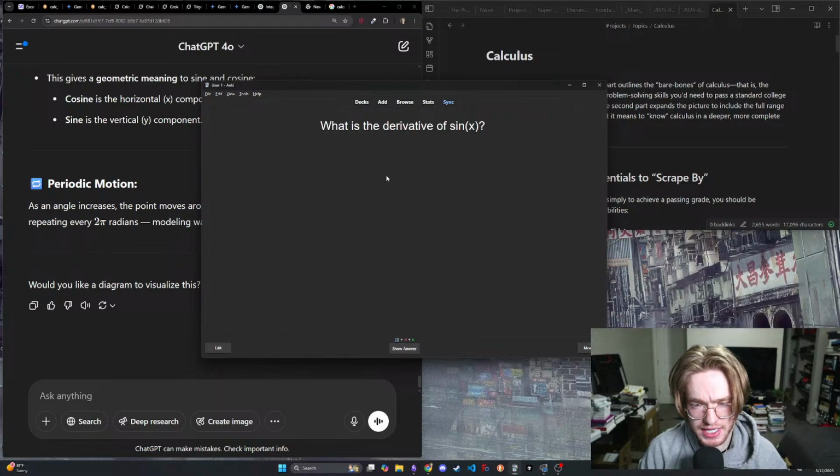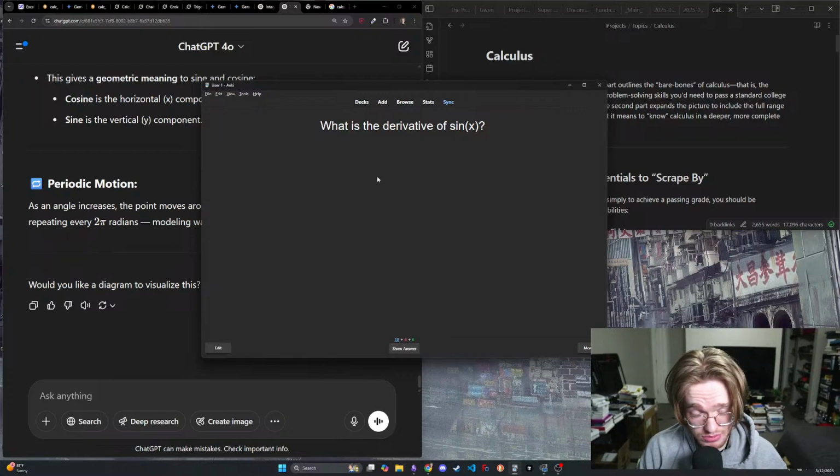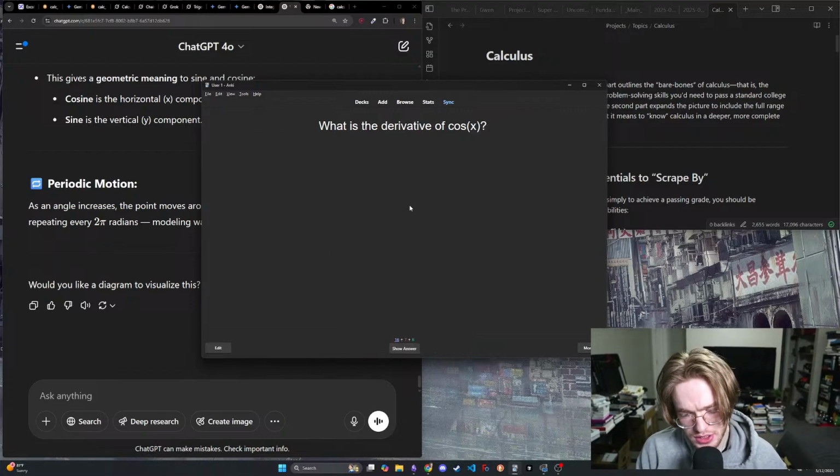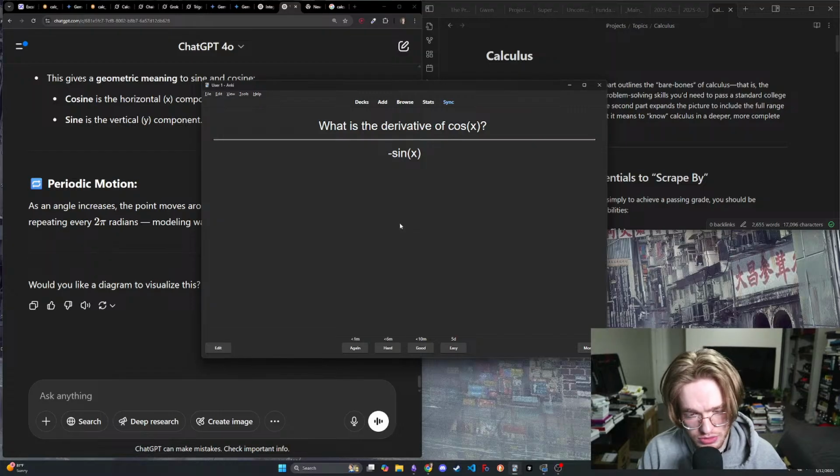The derivative of sine of x. Maybe negative. It was cosine? Oh, it is cosine. Okay, I was not sure. So the antiderivative of cosine would be sine then. The derivative of cosine would be, no clue, negative sine.